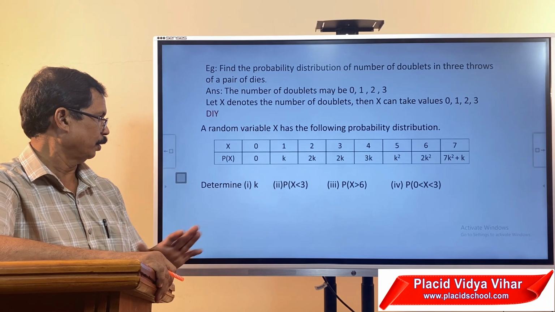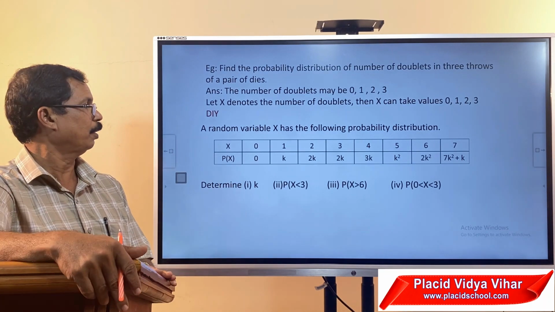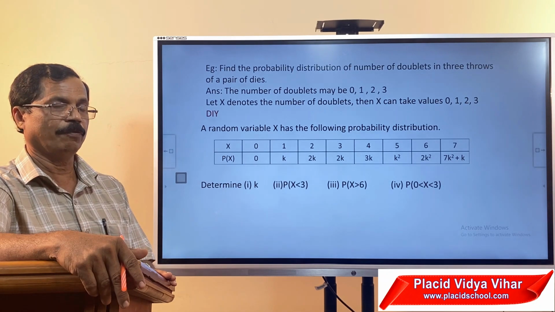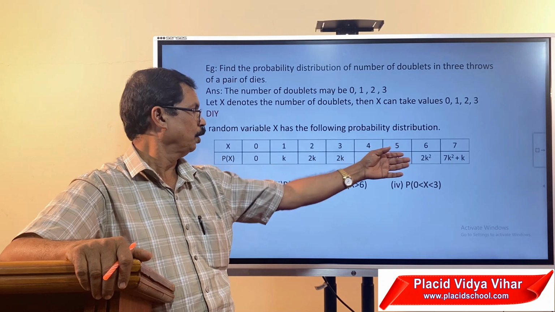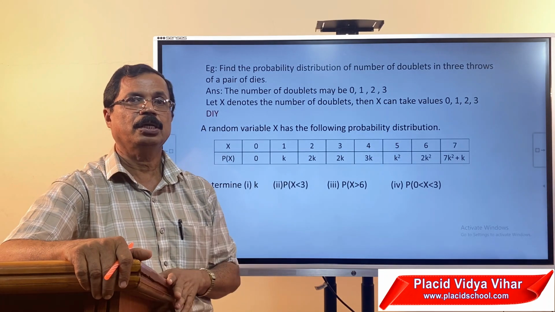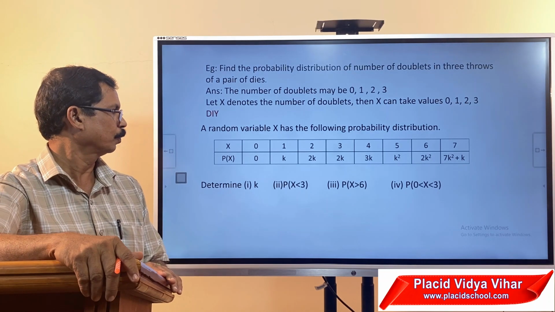We have to answer them. The first question is to determine the value of k. You know how to find the value of k. You know the total probability. We studied it. You make an equation and find the value of k. Then you will get the first answer.